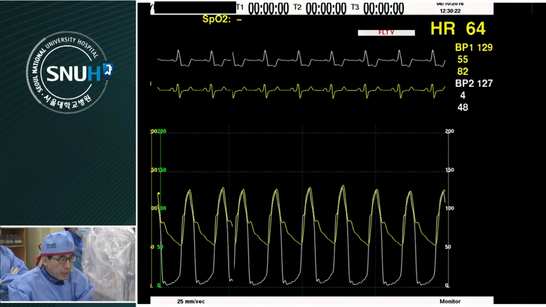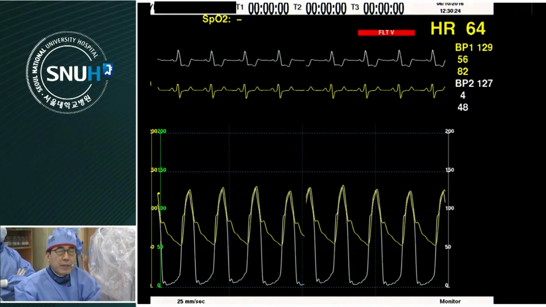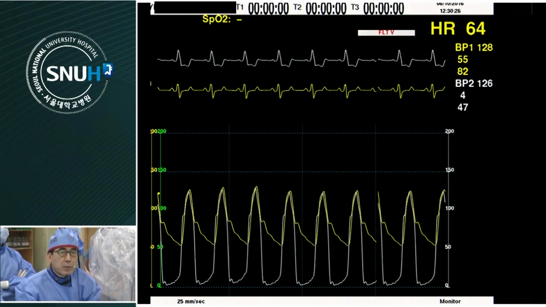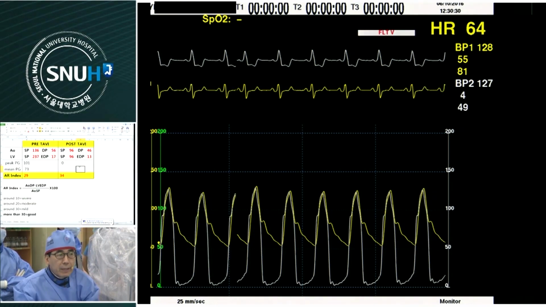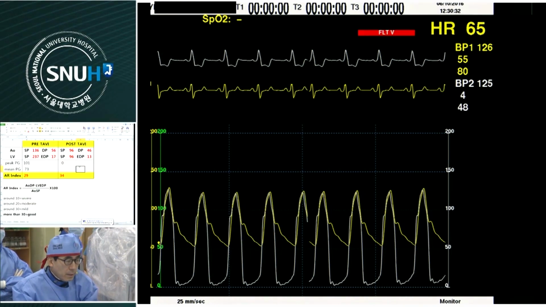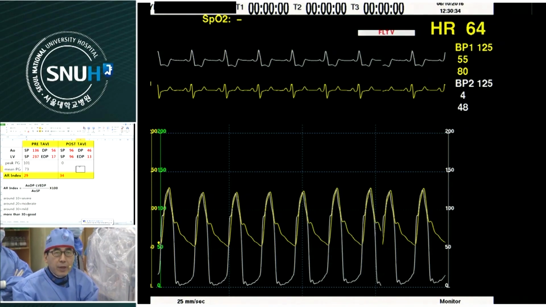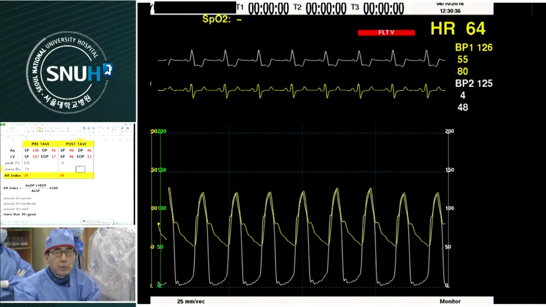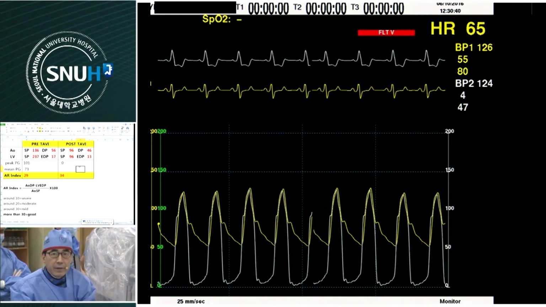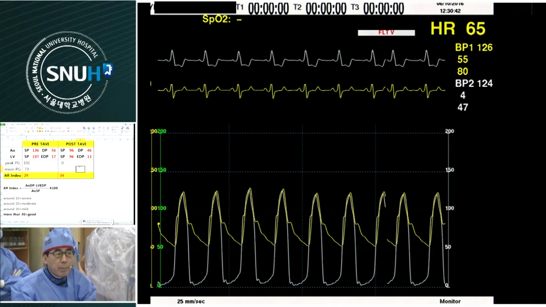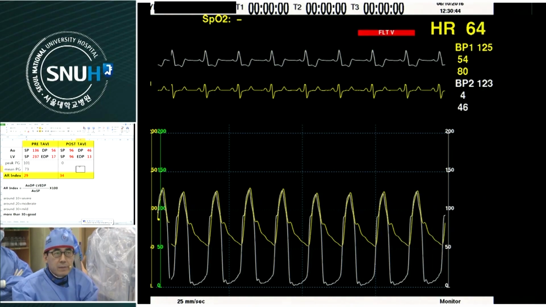Previously, pressure gradient was about 140 millimeters of mercury. Now there is no pressure gradient between LV and aorta. Aortic pressure, pulse pressure is very narrow, suggesting no regurgitation. Thus, AR index is about 34, well above 30. It's an excellent result.